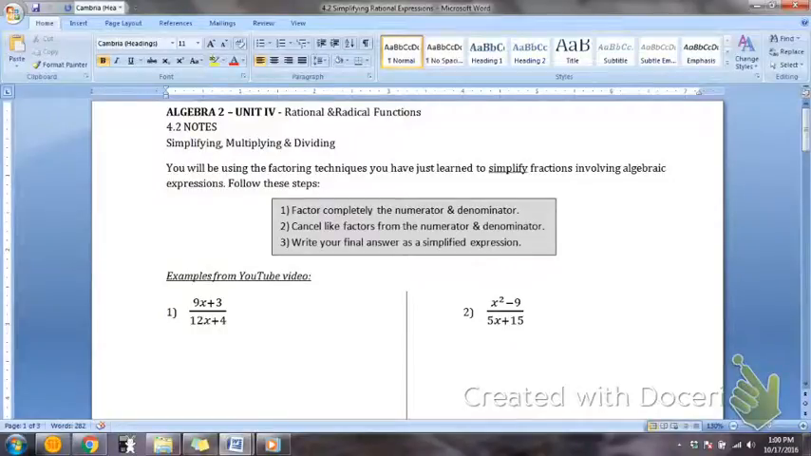So, like I told you at the very beginning of the term, this whole semester is all about factoring. Okay, so those of you that are working on something else right now, thank you.